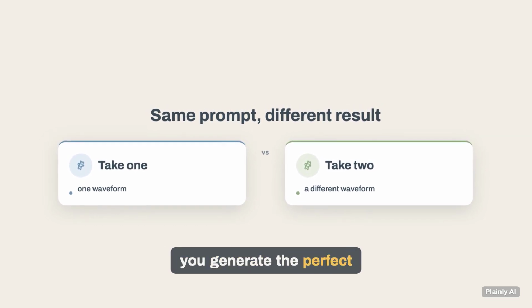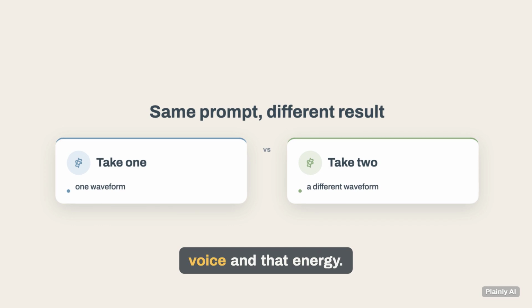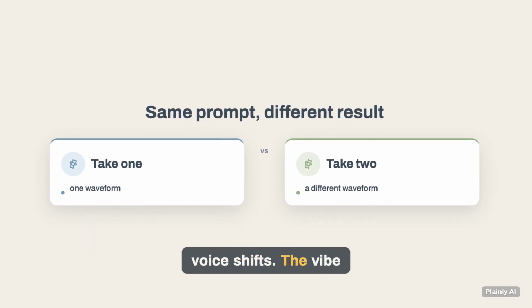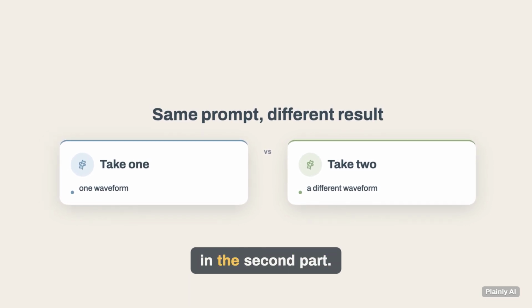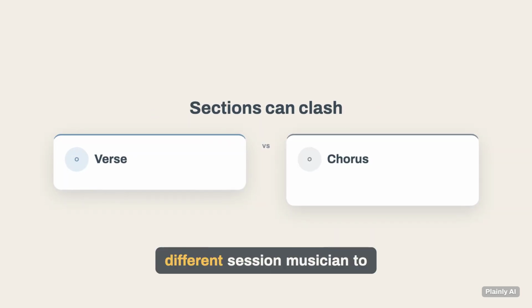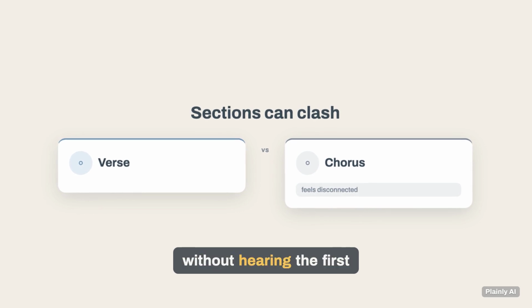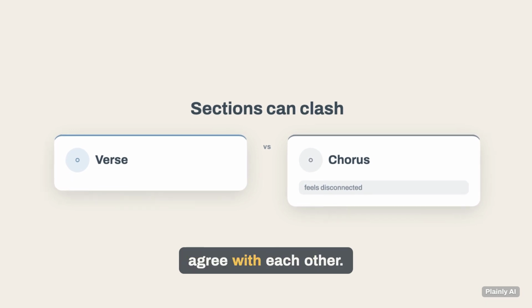Say you generate the perfect verse. Great. Now, you want the chorus to match that voice and that energy. You regenerate, and the voice shifts. The vibe drifts. The thing that made the first part work just isn't there in the second part. It's like asking a different session musician to walk in halfway through and finish the song without hearing the first half. You'll spend run after run trying to get the pieces to agree with each other.